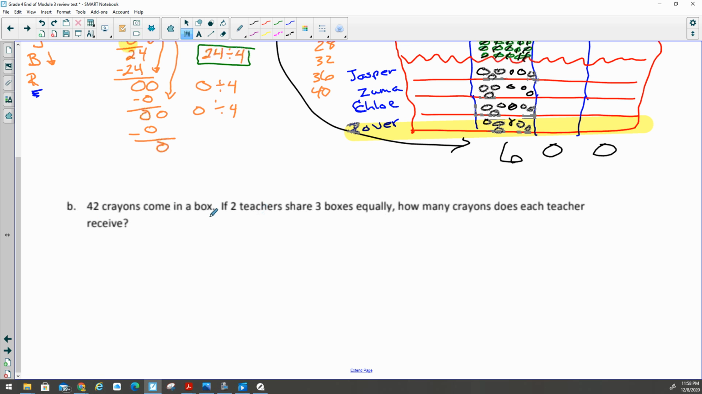42 crayons come in a box. If two teachers share 3 boxes equally, how many crayons does each teacher receive? So I really like to draw a picture. And so this first picture of a box of crayons has 42 crayons in it. Here's my next box of crayons. It has 42 in it also. Here's my third box of crayons.